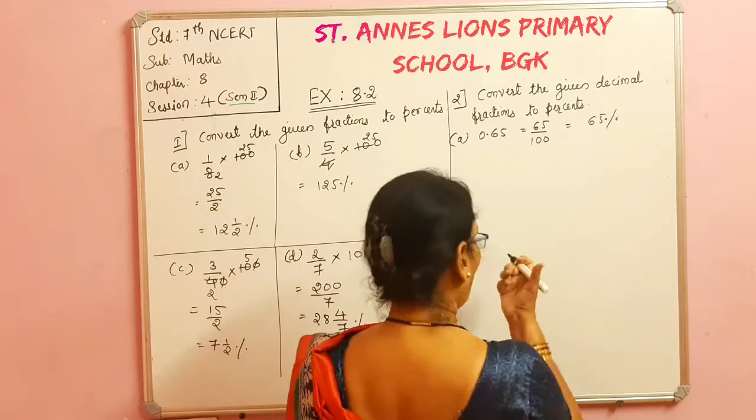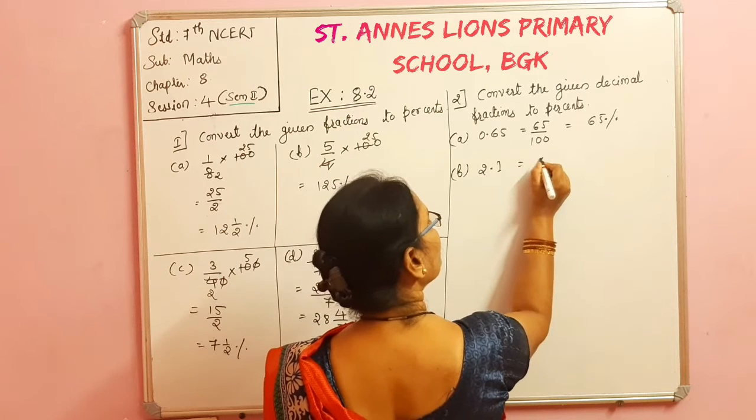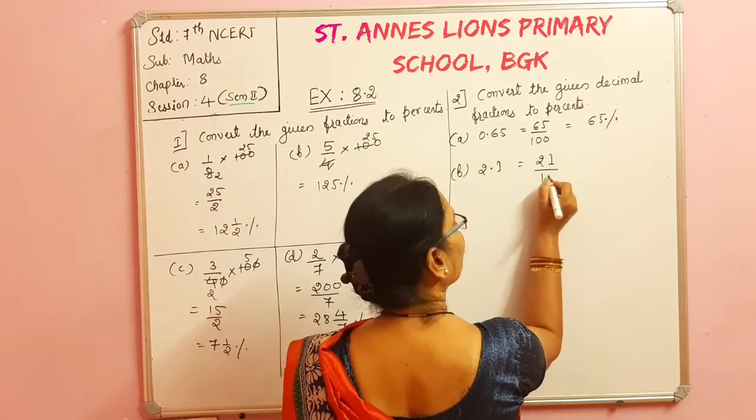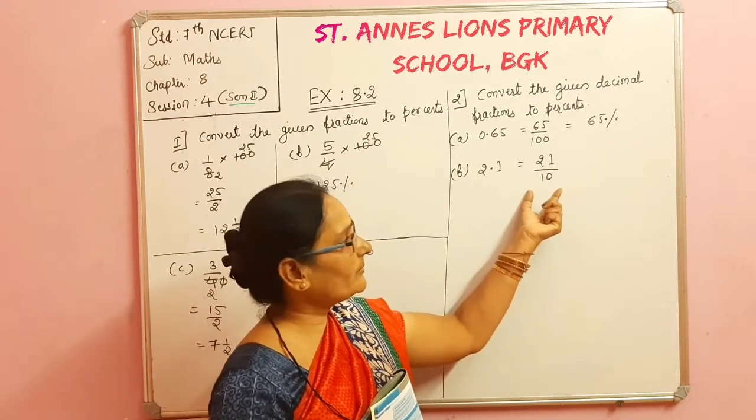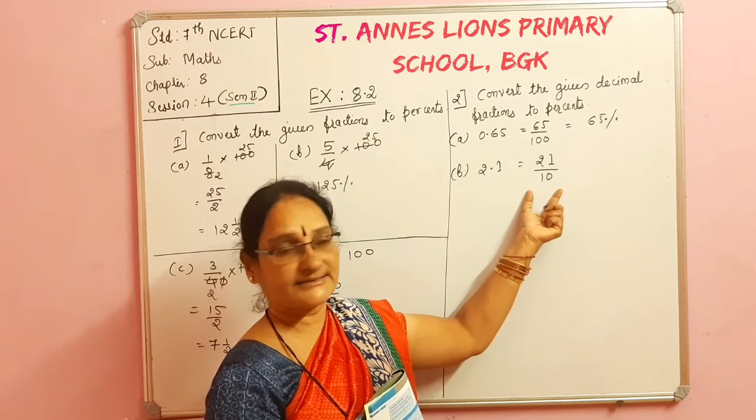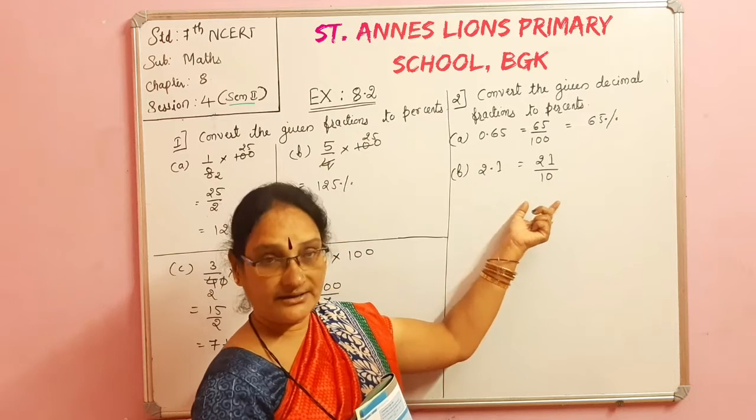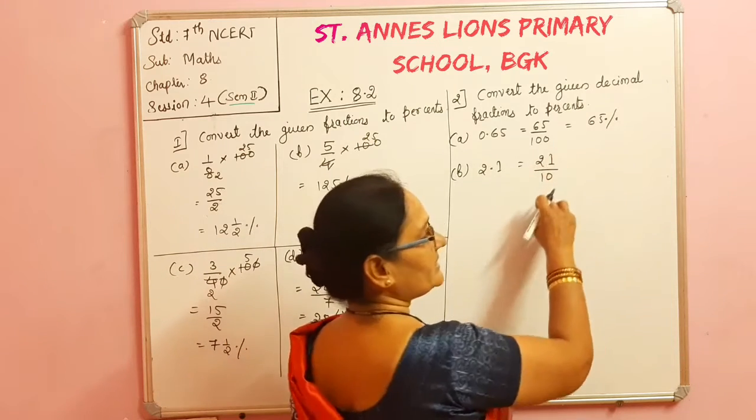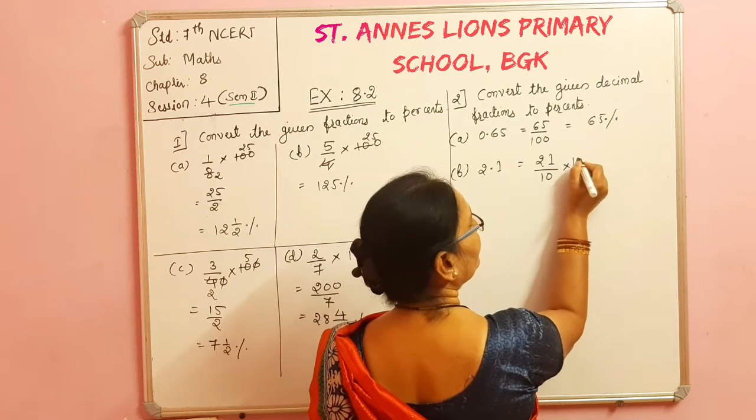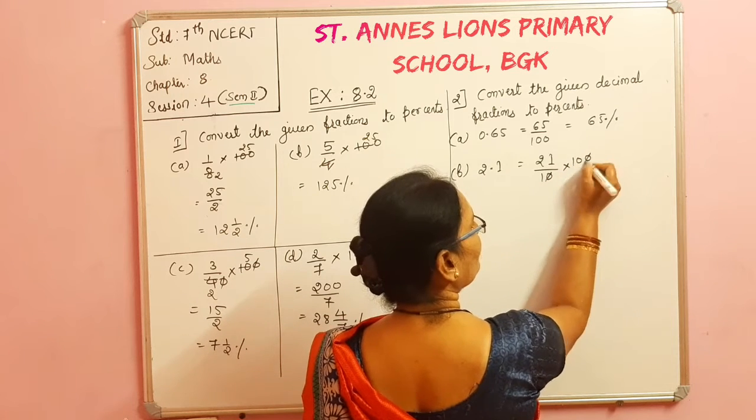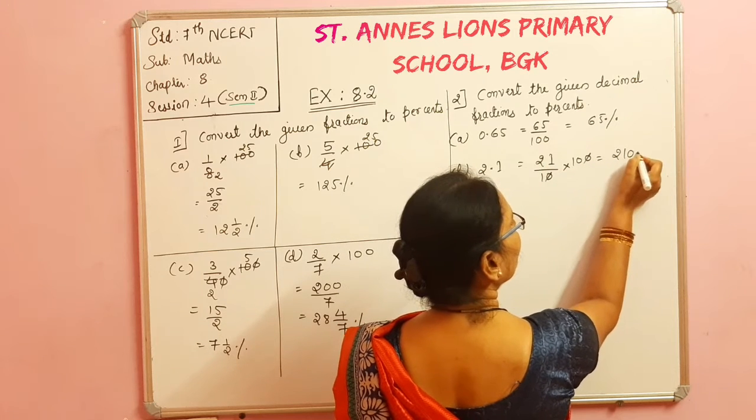Then the second one, 2.1. This can be written as 21 by 10. Now directly we cannot write it into percentage. Why? Because in the denominator there is no 100; here it is 10. What we have to do is make it 100, or you know 21 by 10 is a fraction. How to convert it to percentage? Into 100. So the zeros got cancelled. 21 into 10 is 210%.